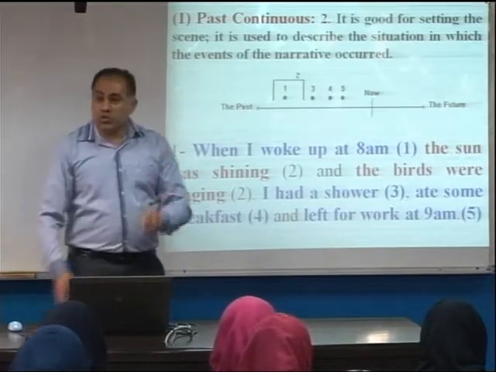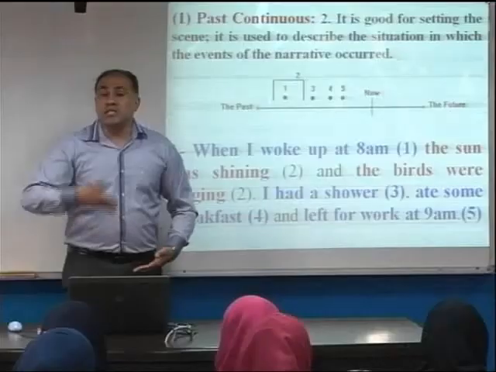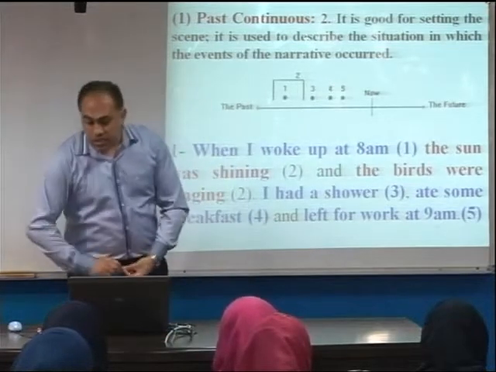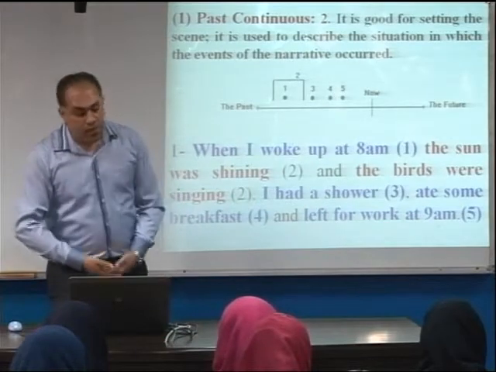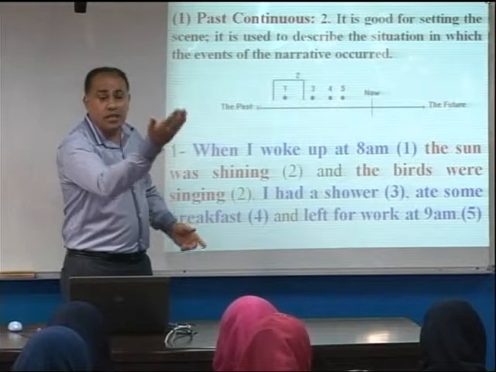The second use for past continuous tense is something that we do in storytelling, which is setting the scene. What was the situation like when something happened at some point? It is used to describe the situation in which the events of the narrative of the story were happening. So again, number 2 is the scene, what was happening at that time.